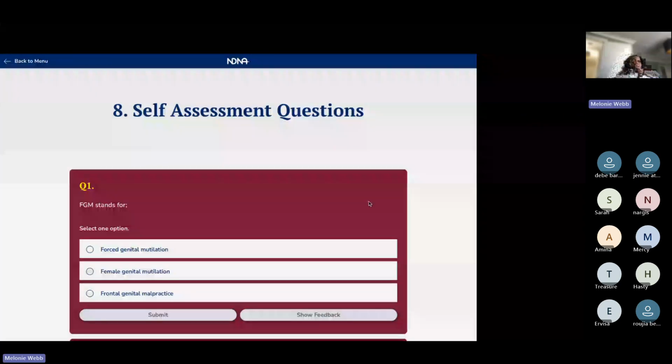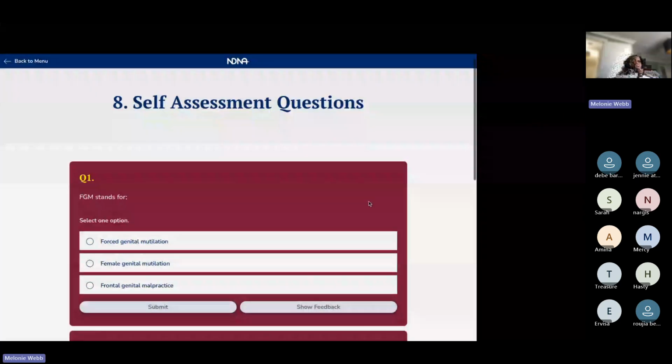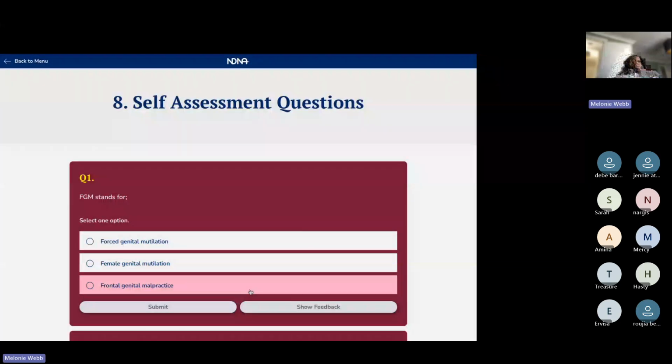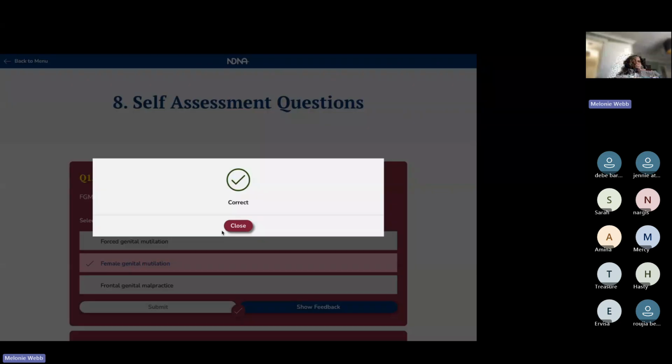So, does FGM stand for forced genital mutilation, female genital mutilation, or frontal genital malpractice? 1, 2, or 3? 2. Lovely. Thank you. 2.